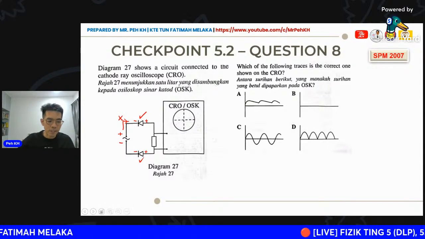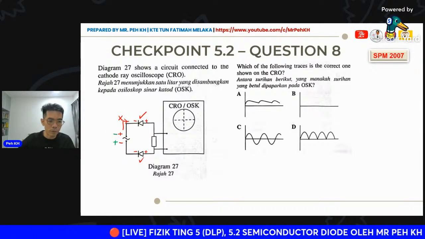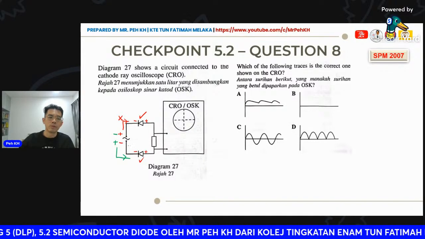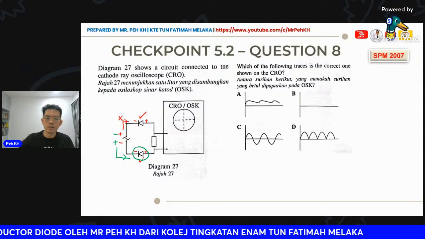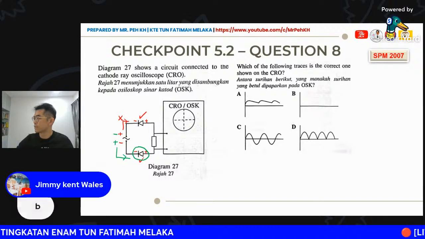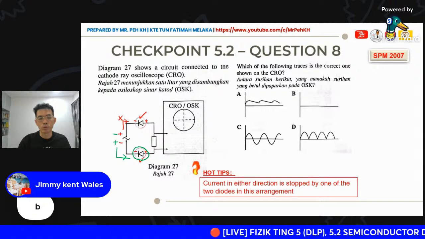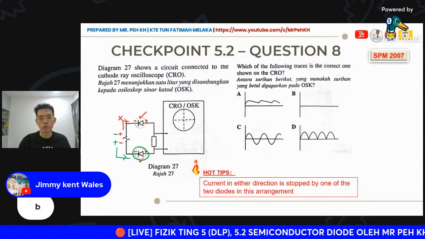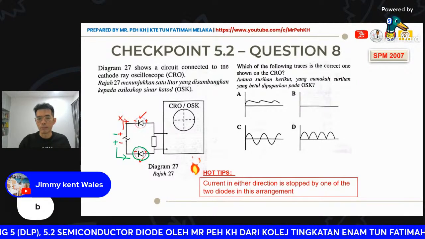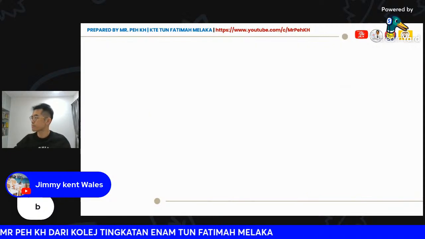Okay, then for the second cycle, using the green color, when the bottom becomes positive, the top becomes negative. Current will also not be able to flow through because the bottom also shows reverse bias. So the answer from Jimmy is B. Yes, the answer is correct. As mentioned just now, the current is not able to flow through for both cycles, so there will be no current flowing. The answer is B. Good try from Jimmy.